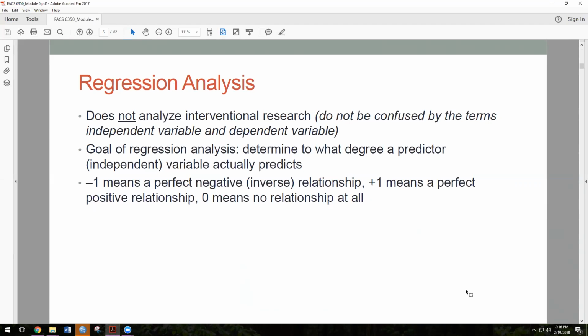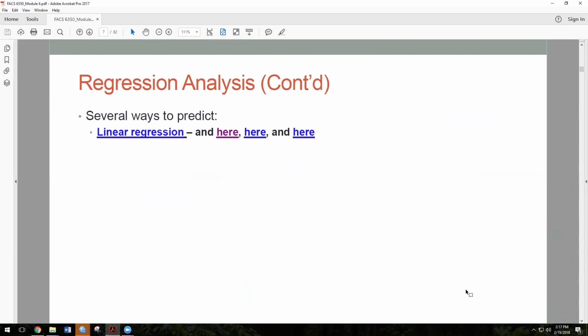So the goal of it is to determine to what degree the independent variable can predict the outcome. This is the same as what you saw with correlation, where -1 is a perfect negative or perfect inverse relationship, +1 is a perfect positive relationship, and 0 means that you have no relationship at all.